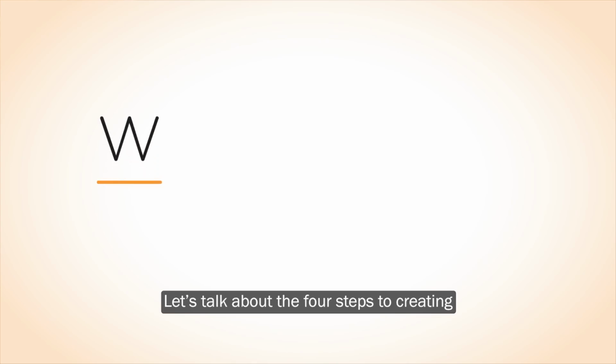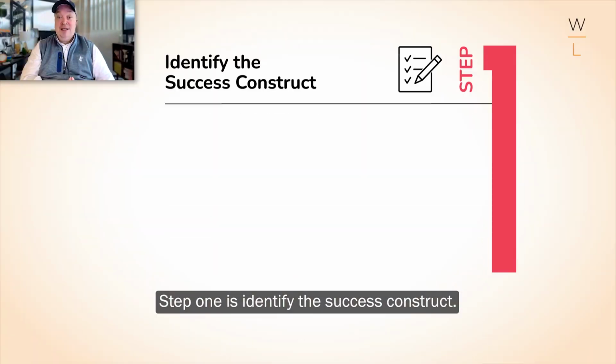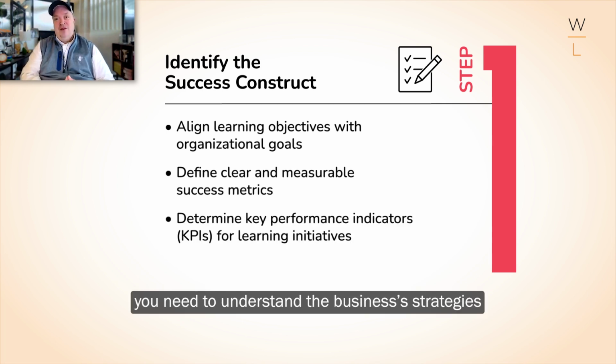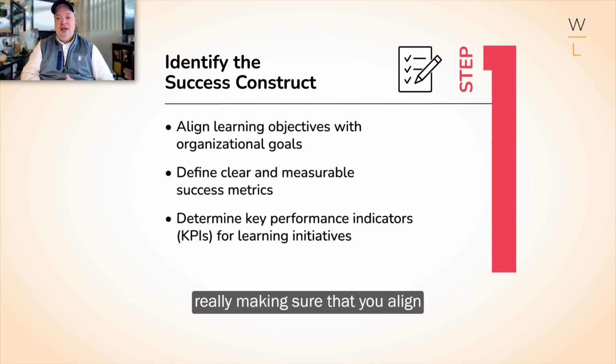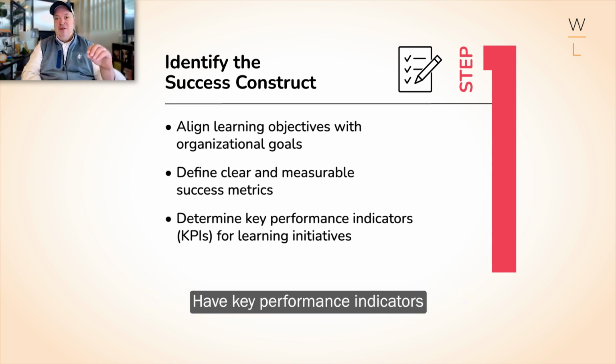Let's talk about the 4 steps to creating an effective learning strategy. Step 1 is identify the success construct. And in order to do that effectively, you need to understand the business's strategies, really making sure that you align L&D's objectives with that of the organization. Have key performance indicators that you can measure along the way.